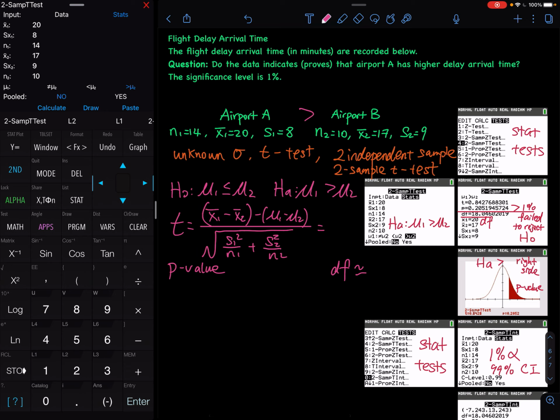If you hit a graph, you will get this. Sometimes you might be asked to draw this on your paper. Since this is a greater than, we have a right-sided test. That means the p-value, the red region, is on the right-hand side of the curve, and then the cut is where the t-value, or the test statistic, is. So you have t equals 0.8428.